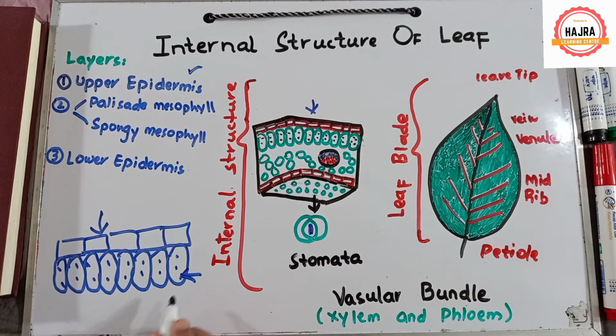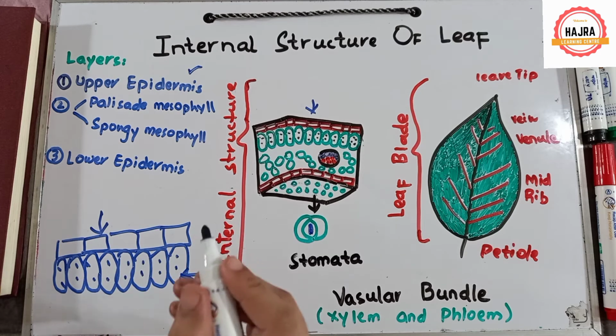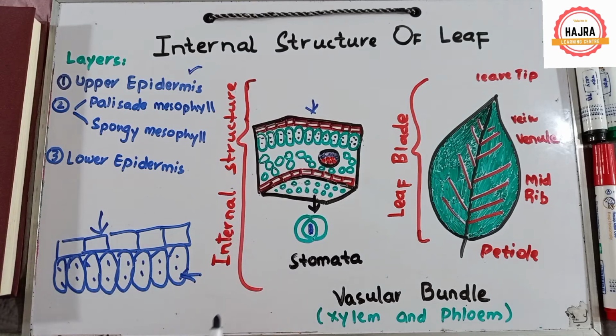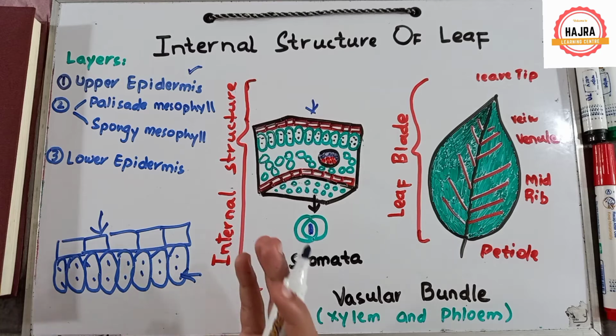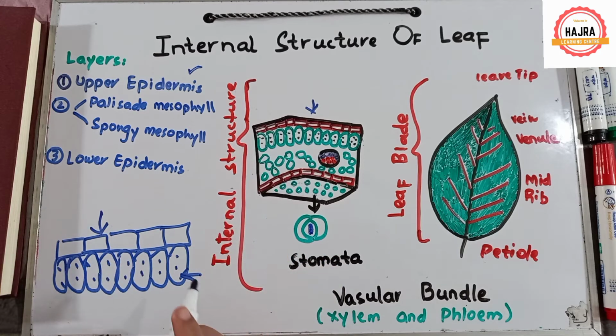Inside the palisade mesophyll there is a chloroplast, and chloroplasts contain chlorophyll. And what is chlorophyll? Chlorophyll is a green pigment which helps with photosynthesis. Plants have green color just because of chlorophyll. So chloroplast is present in palisade mesophyll. This is the second layer of the leaf. The first one is upper epidermis, the second one is palisade mesophyll, and the third one is lower epidermis.